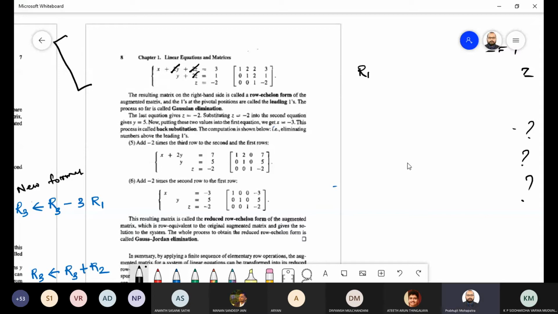Equation 1 means row 1 as row 1 minus 2 times row 2. So if I am making this operation, row 1 as row 1 minus 2 times of row 2, these 2y will be eliminated or not? Yes, sir, will be eliminated. So the same thing here it is done.